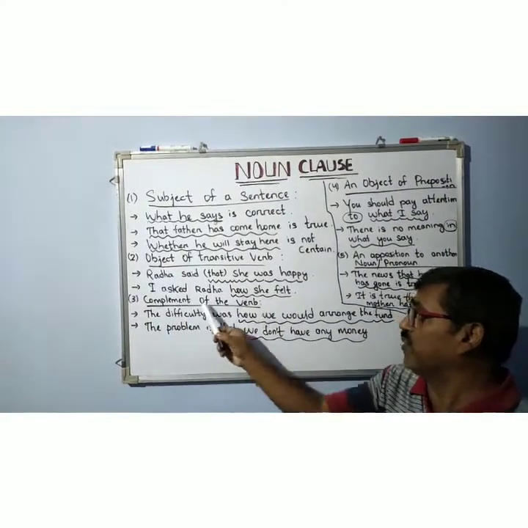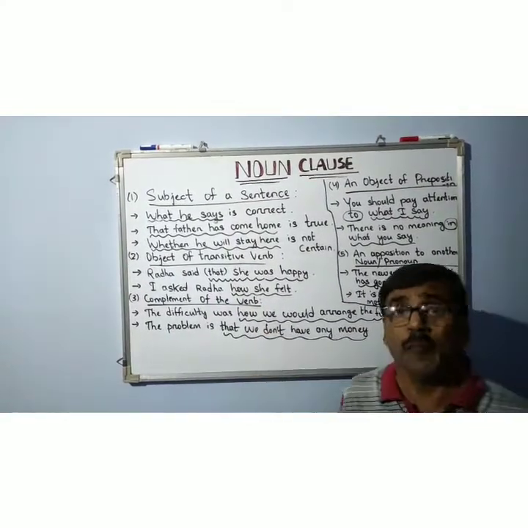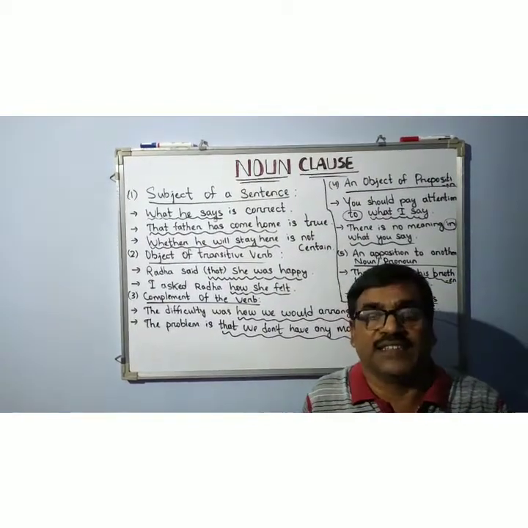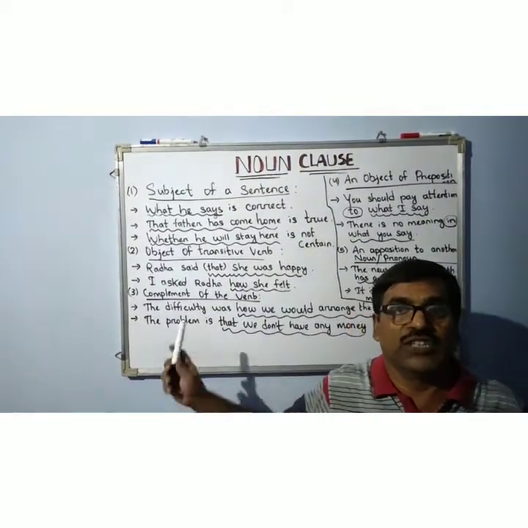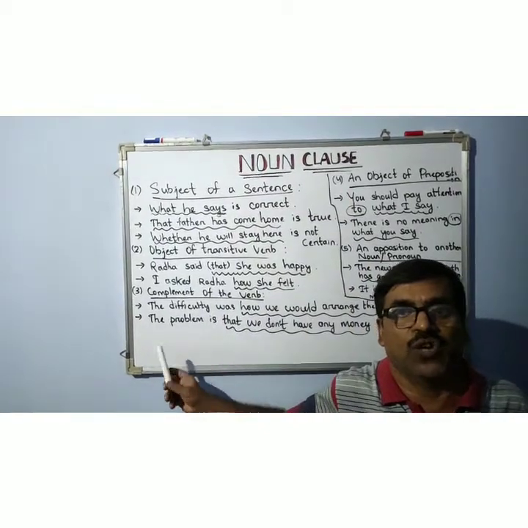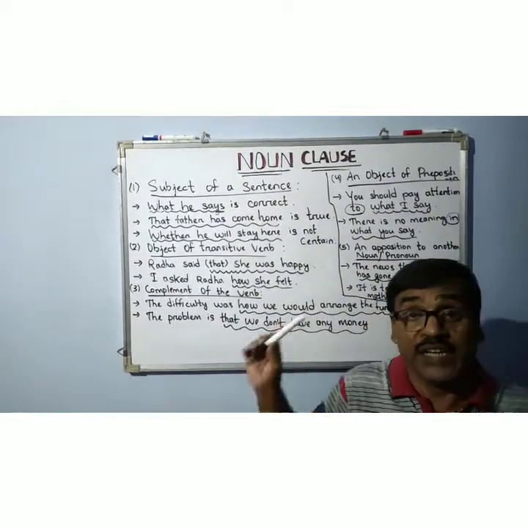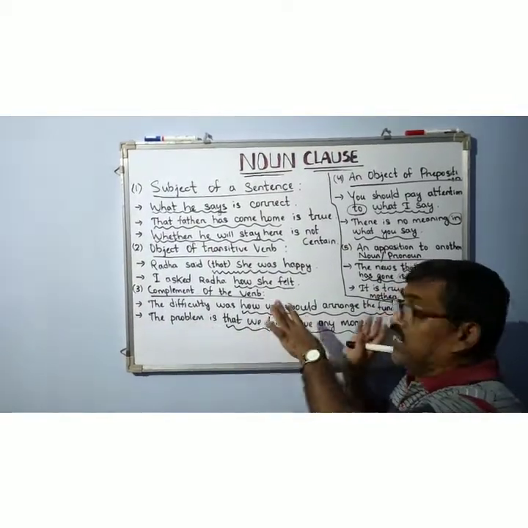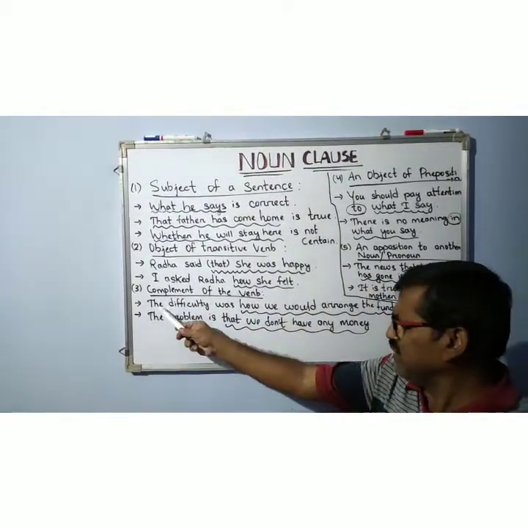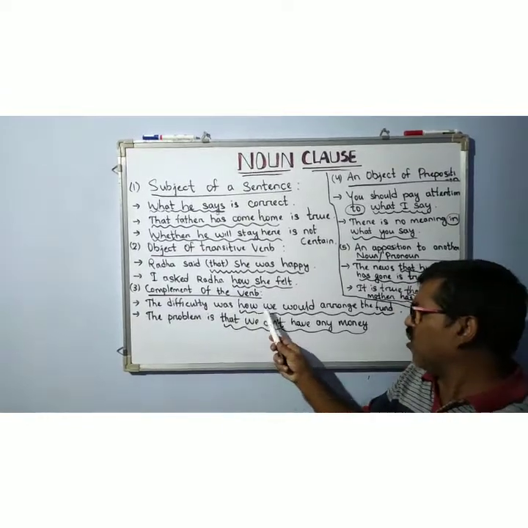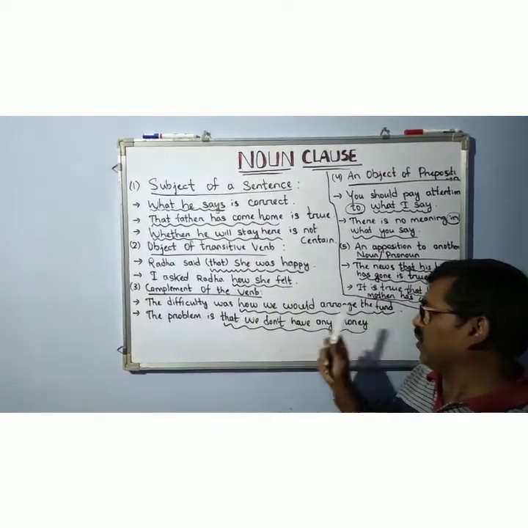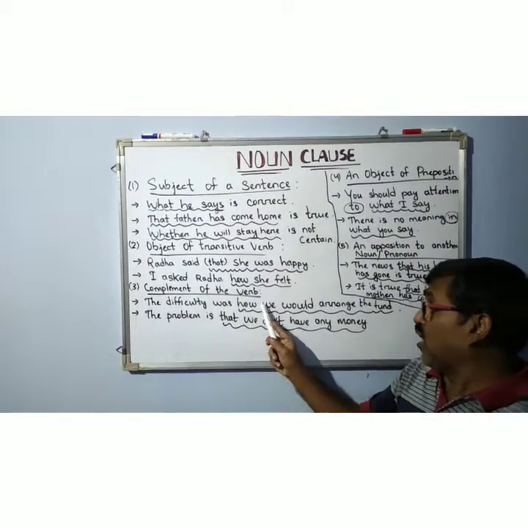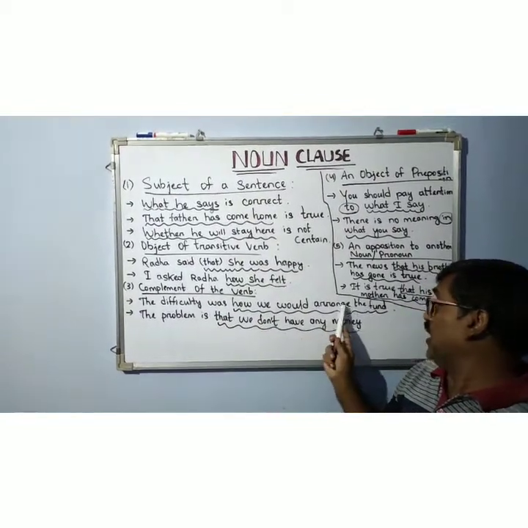The third function is complement of the verb. Complement means what? The word which completes the sentence is called a complement. So the next function of the noun clause is complement of the verb. It acts as a complement of the verb in the sentence. The difficulty was how we would arrange the font. Here your noun clause is "how we would arrange the font".